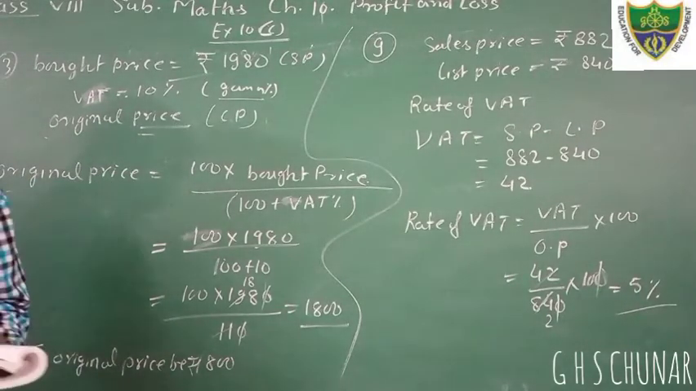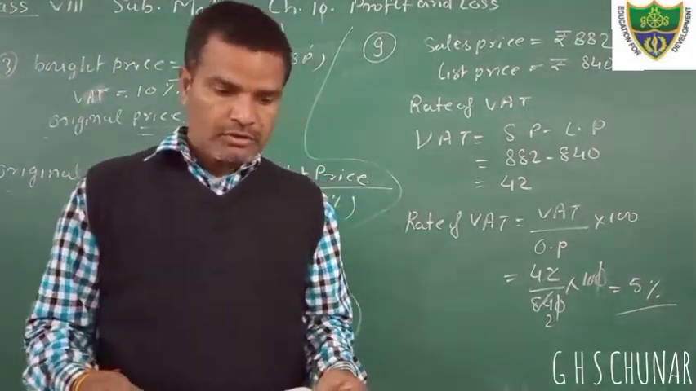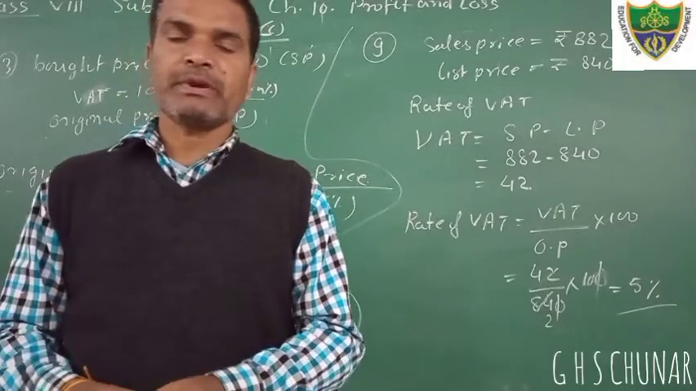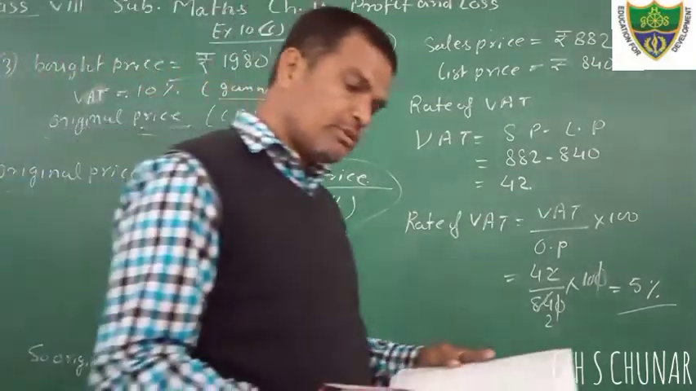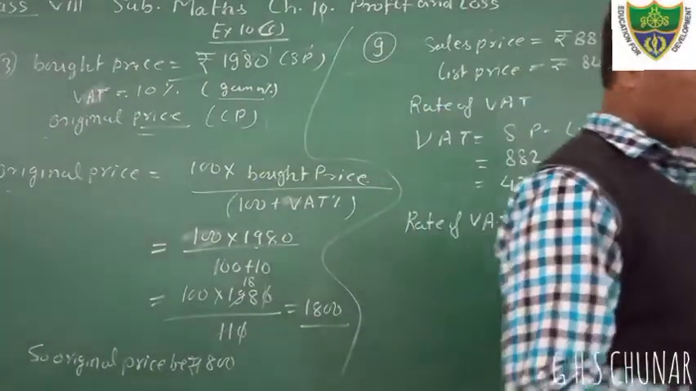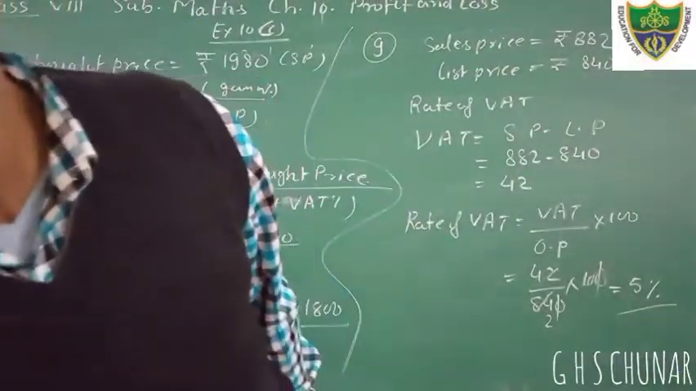Okay students, question number 10 and 11 are also the same. So your exercise 10, that is profit and loss, will be completed. There is one more exercise, that is objective questions. You will solve that. Now we come to chapter 11, that is compound interest.